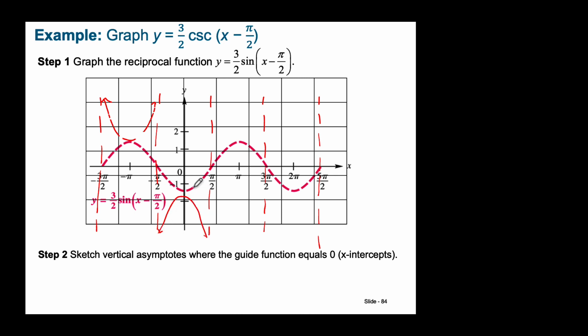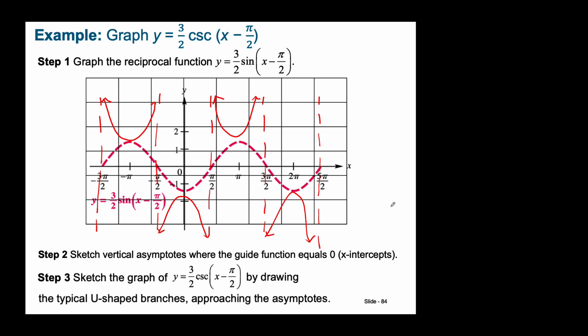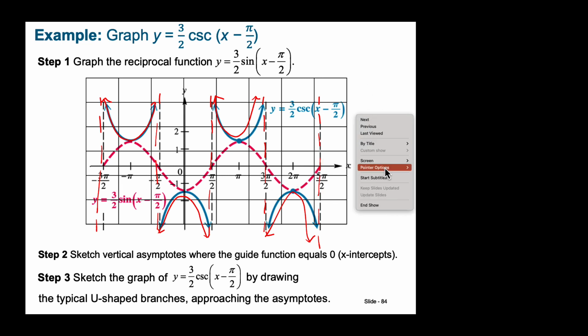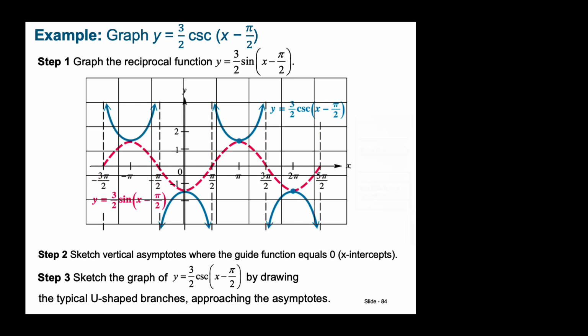Why? Well, if we're below, that means sine is negative. Reciprocal of a negative is a negative. Here, sine is positive. The reciprocal of a positive number is a positive number. And below again. These are called the U-shaped branches, and they approach these asymptotes, not touch them. All right, and that was step 3. Mine's not too far from theirs once I use their nice guide. And there we have our graph.